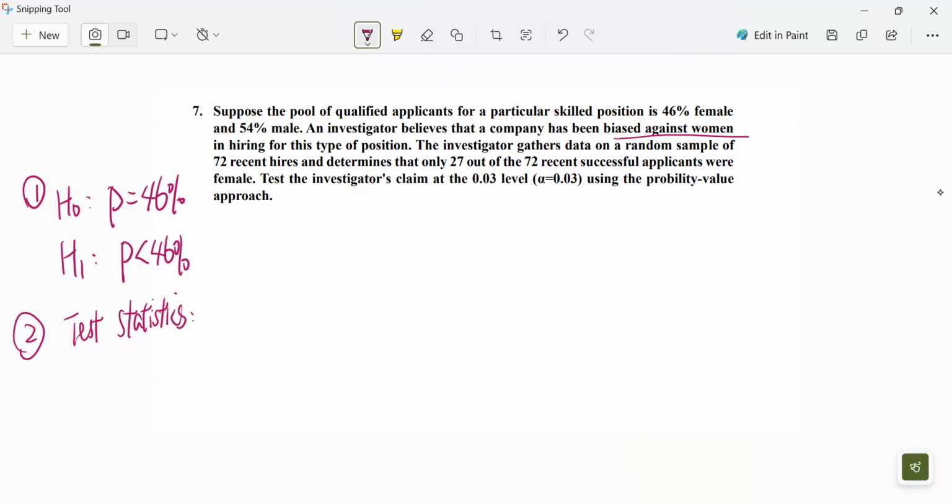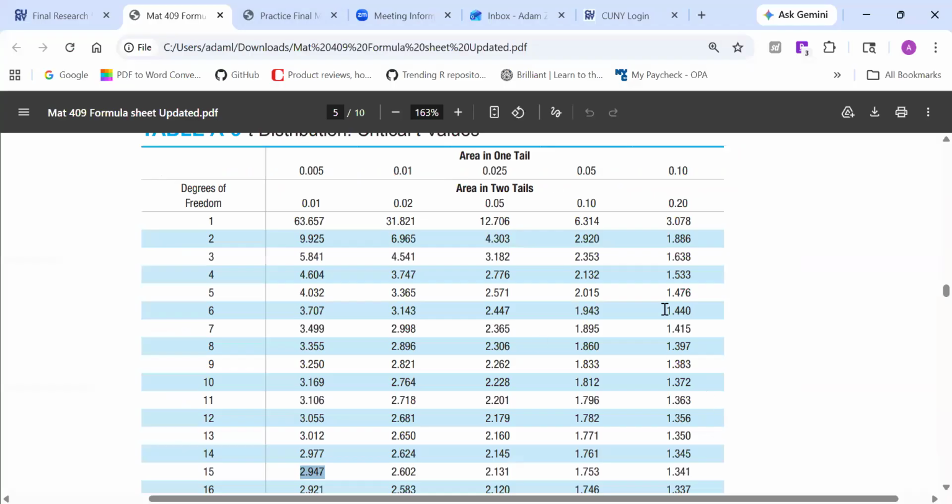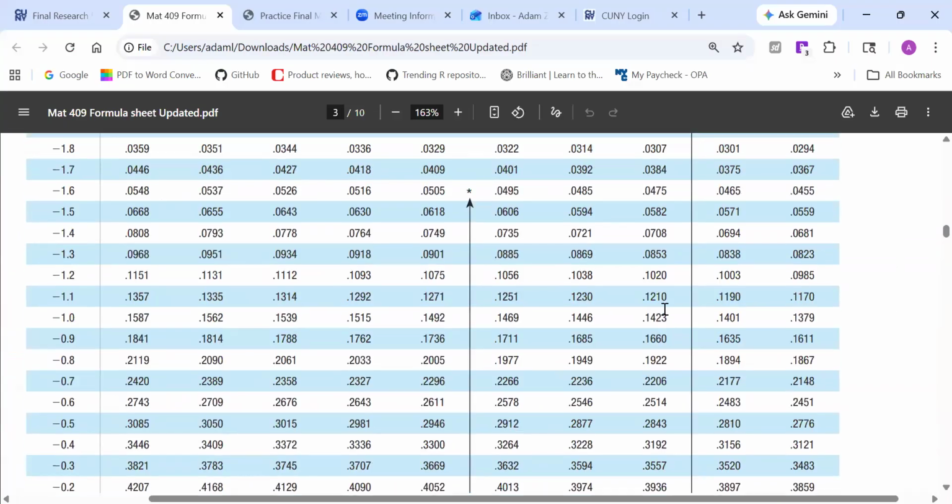Using the z-score here, we compare the sample proportion p-hat to the population proportion, divided by the square root of pq over the sample size. We can look up the formula very quickly in the formula sheet.